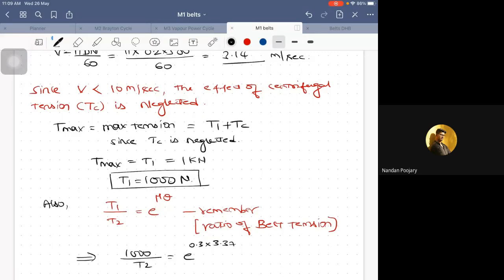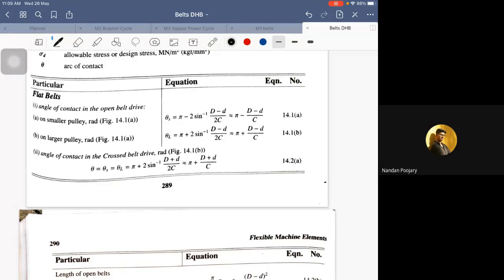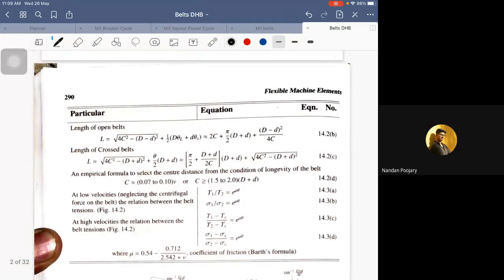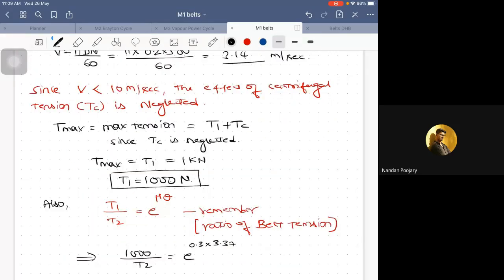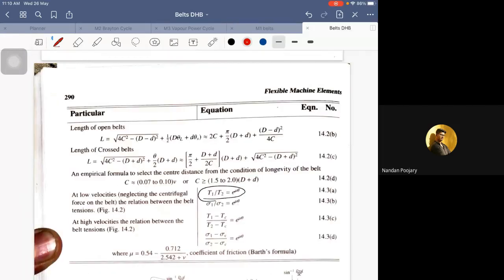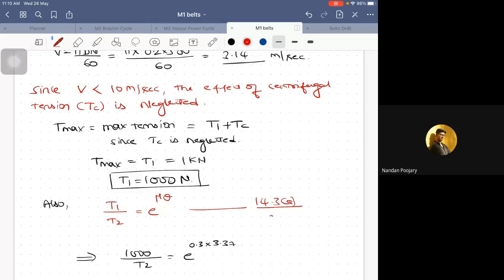It is equation 14.3a, already done. So here you can find them directly. Very good, all the things are made simpler. So what is that equation number? 14.3a on page number 290. Then I would change this to black.